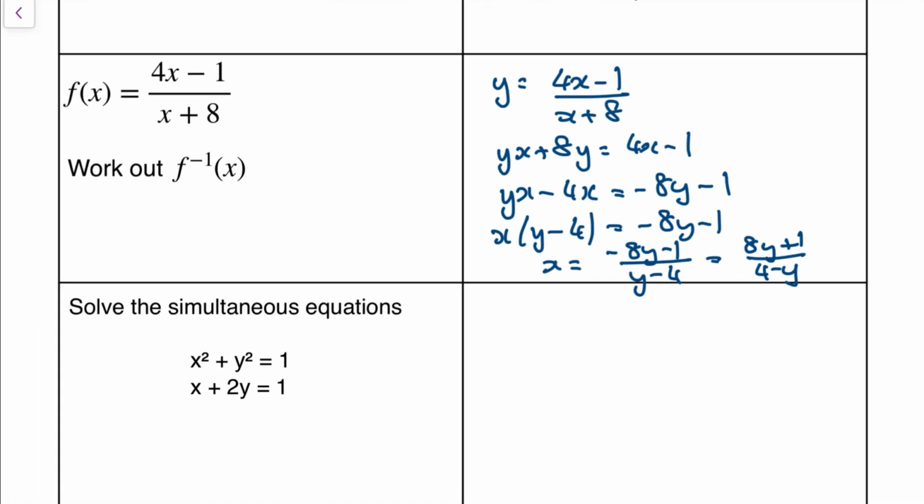Now, remember the important part, if you've left it there, you've lost a mark. Because the question is, what is the inverse function of f of x? And that is going to be, well, now I'm going to switch my y's for x's. So 8x plus 1 divided by 4 minus x. And that is my final answer.